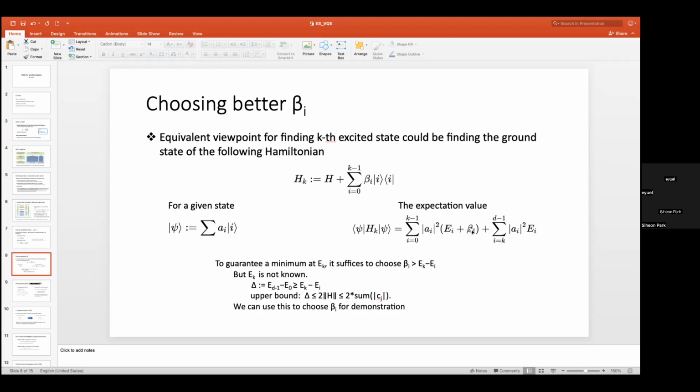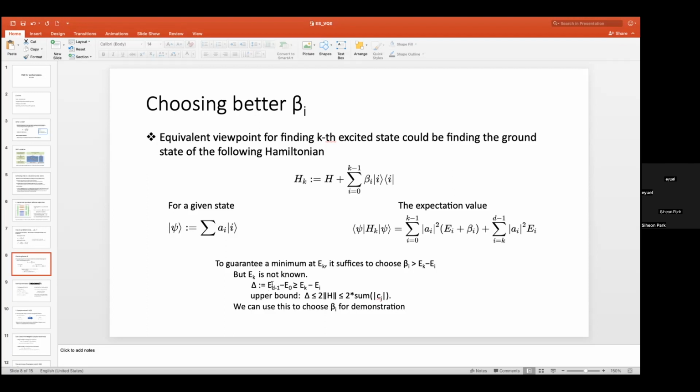If we look into this equation very attentively, we might be able to reason why this needs to be greater than Ek minus Ei. But there's one problem: we don't know the value of Ek, because it's the value we would like to estimate. So just choosing this beta I could be difficult. We can get this information in another way. That is, Ek minus Ei is less than or equal to the gap between the maximum eigenvalue and the ground state energy.